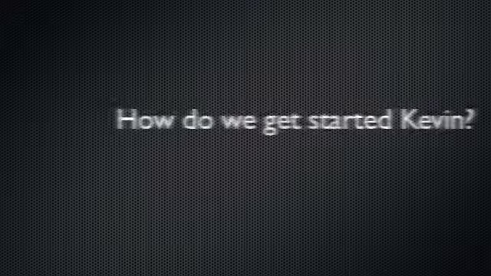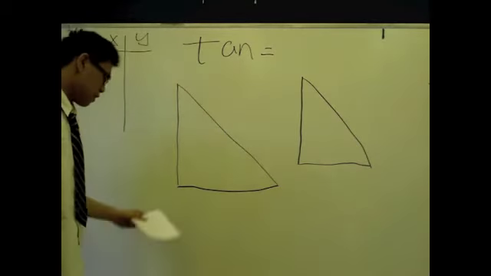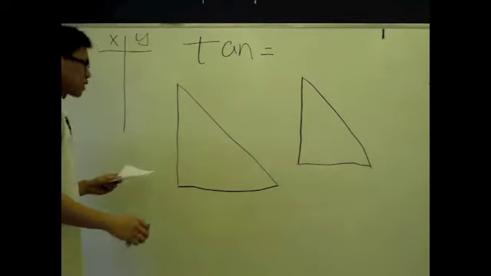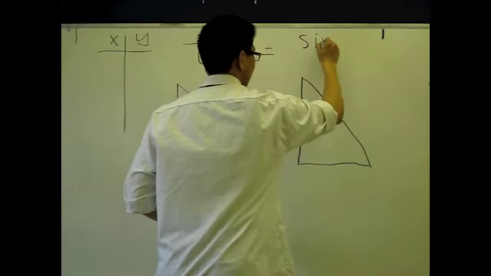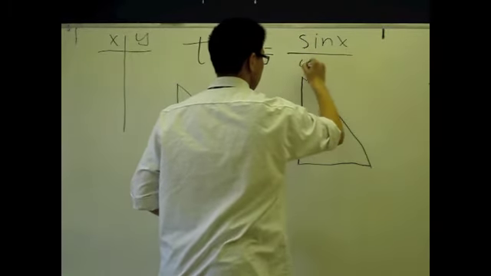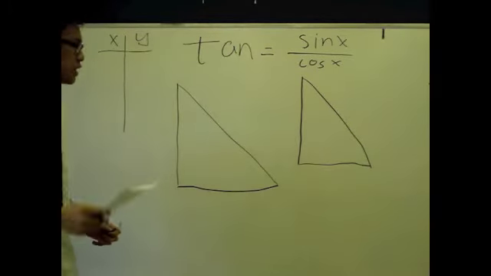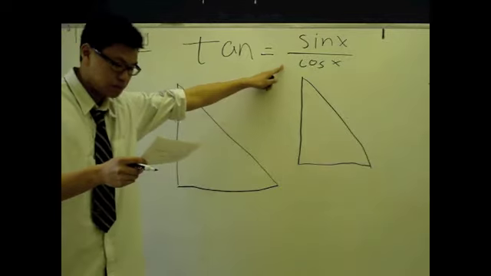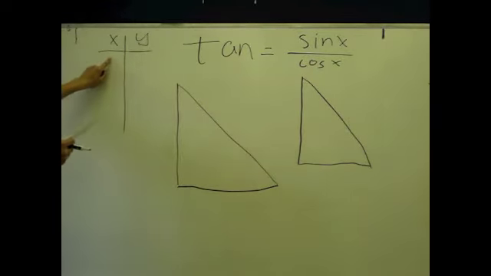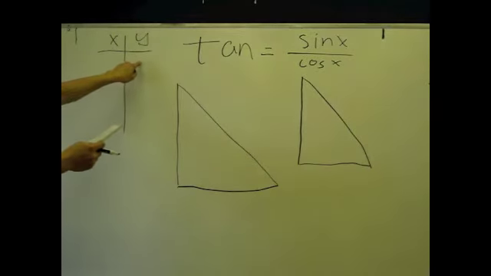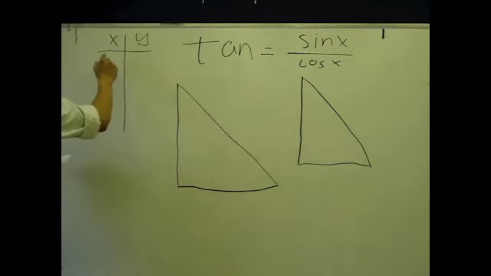Now I want to discuss how to get the tan graph. First of all, we need to know what the tan equation is. The tan equation is equal to sine x over cos x. After that, I want to set up a value table like this, with x and y values.